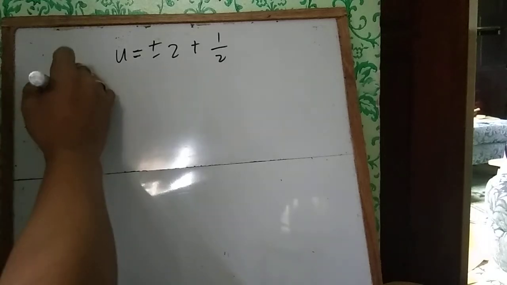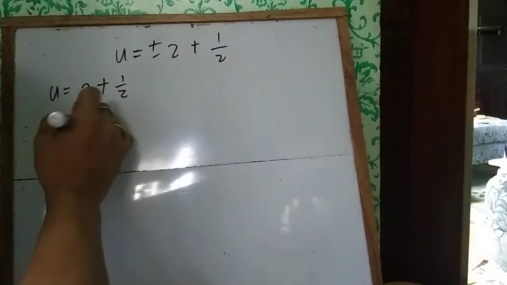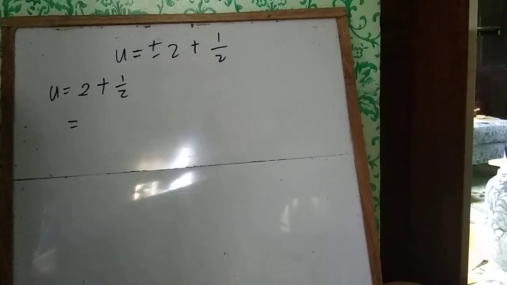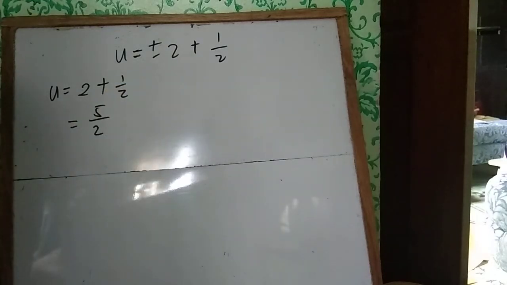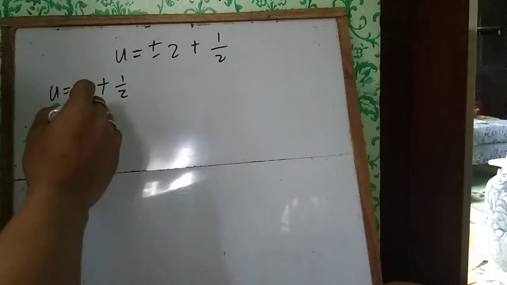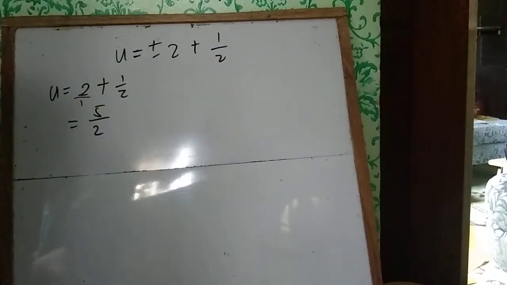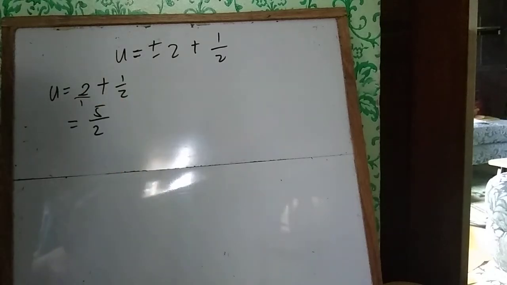So u equals, for positive 2, 2 plus 1/2 is 5 over 2. Because 2 is 2 over 1, then cross multiply. 2 times 2 is 4, 1 times 1 is 1. So 4 plus 1 is 5. Therefore 5 over 2.